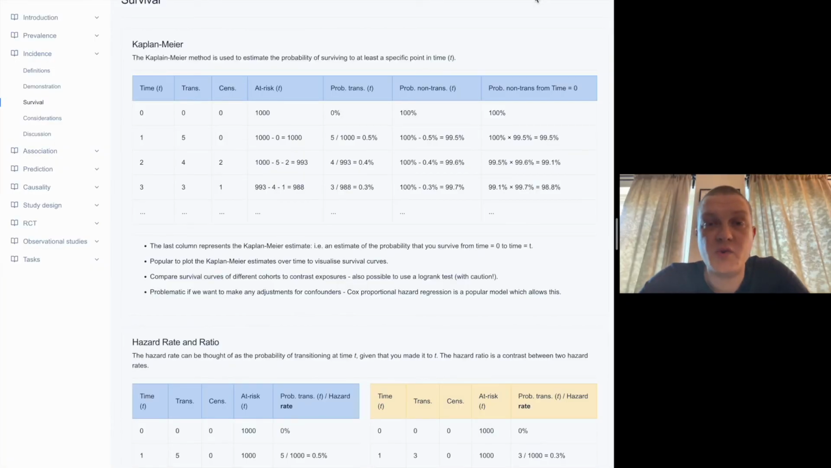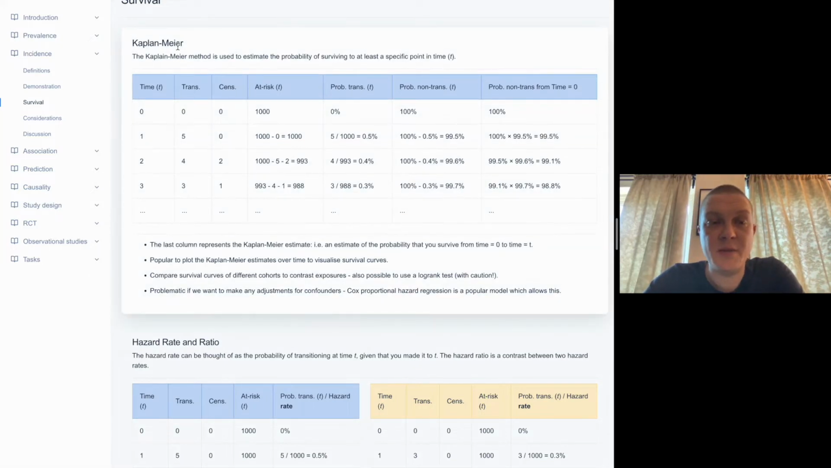It is common to come across so-called survival analyses in epidemiology. We're going to look at a few methods for survival analysis, with the caveat that this is quite a deep topic, something that you could learn a lot more about. To start with, we're going to look at what is known as the Kaplan-Meier method, or the Kaplan-Meier estimates, which is quite common to come across.